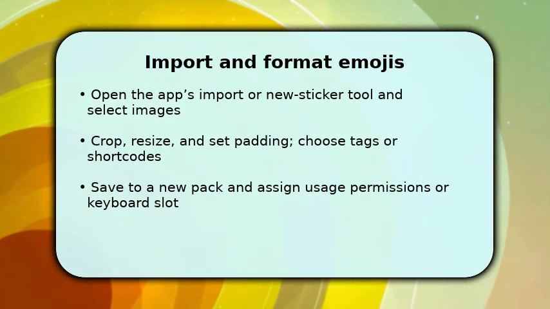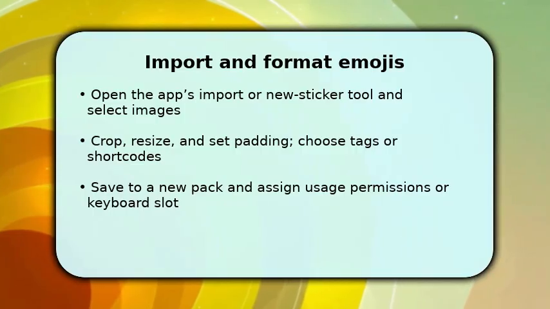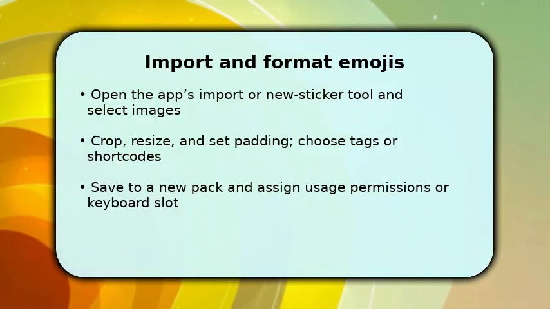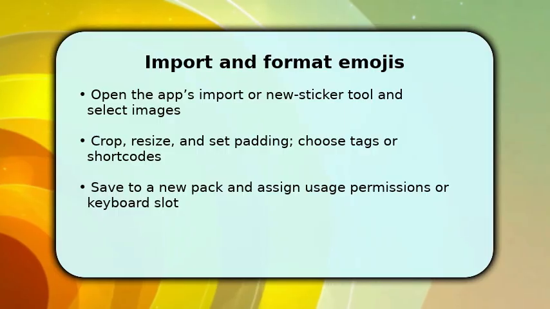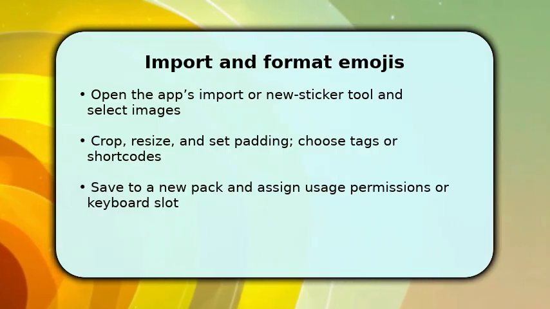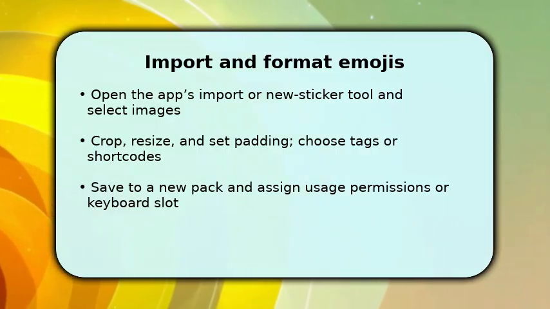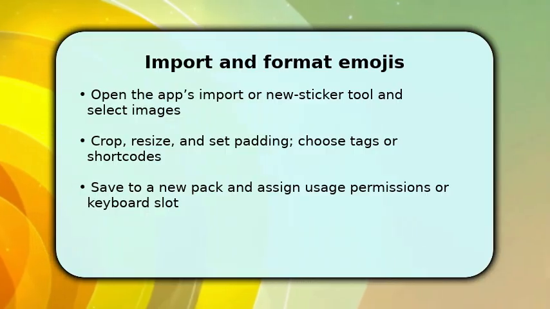Now you import and format each emoji so it behaves like a real keyboard glyph. Open the app's import or new sticker tool, select your prepared images, then crop and resize. Add 8-12% padding so edges don't get clipped.